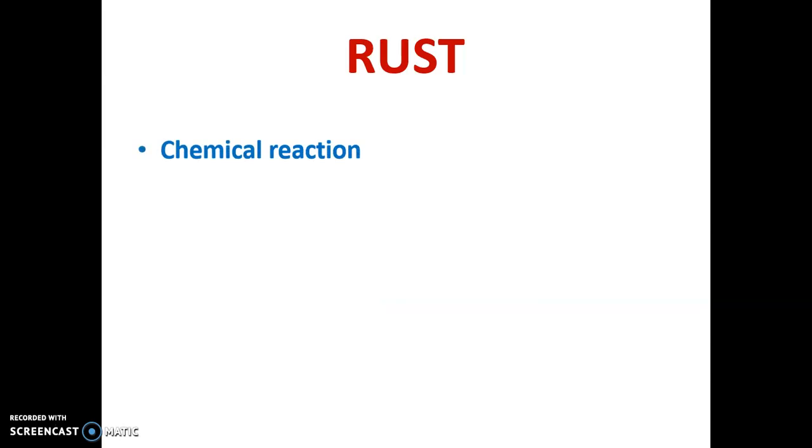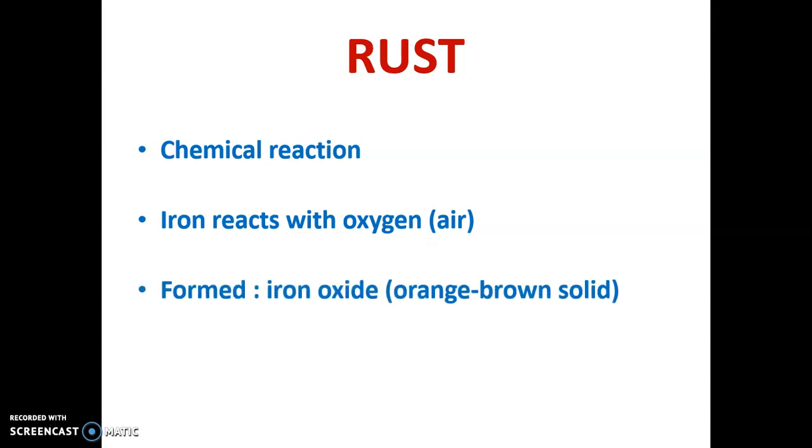First of all, what is rust? Rust happens due to a chemical reaction. This chemical reaction happens between the iron and the oxygen. When the iron reacts with oxygen, it will form a compound called iron oxide. Iron oxide is the orange-brown solid that appears as rust. This compound will have totally different properties than the original iron.